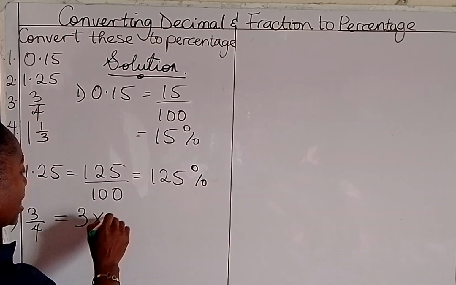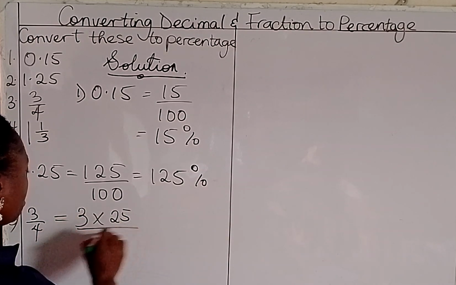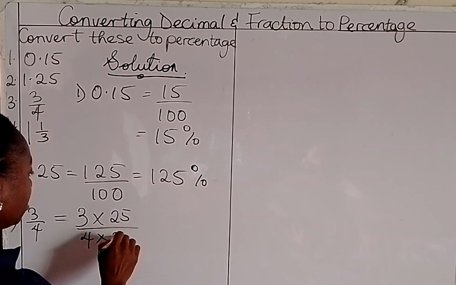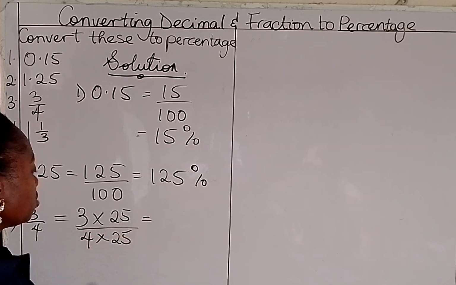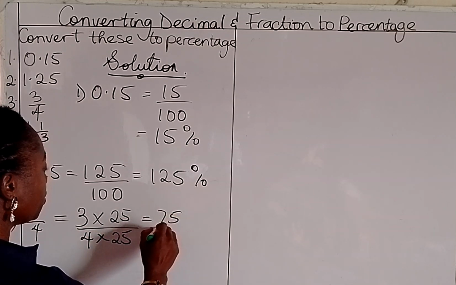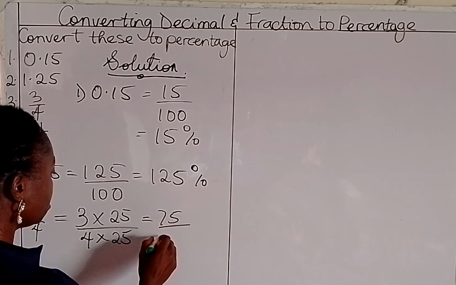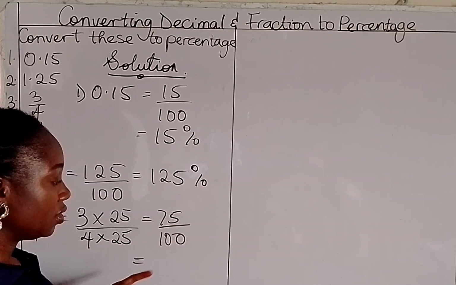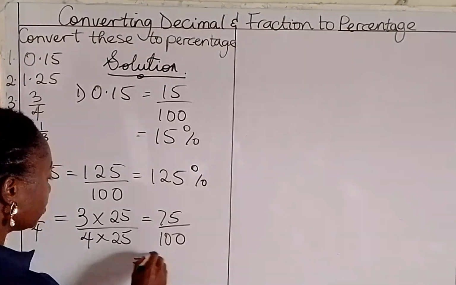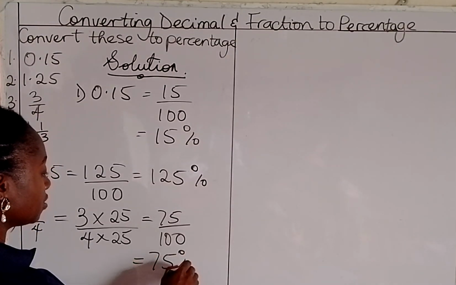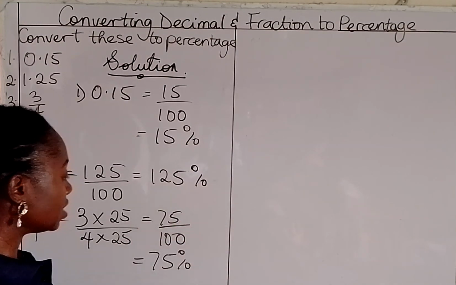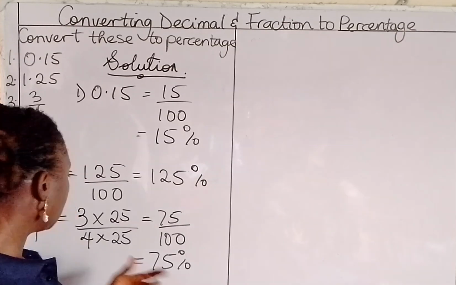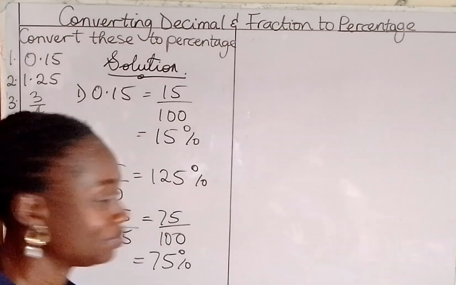It's going to be 3 times 25 over 4 times 25. 3 times 25 is 75, and 4 times 25 is 100. Now this simply means here that 3/4 is equated to what? 75%. And when we convert 75% to a fraction, we're going to get 3/4.